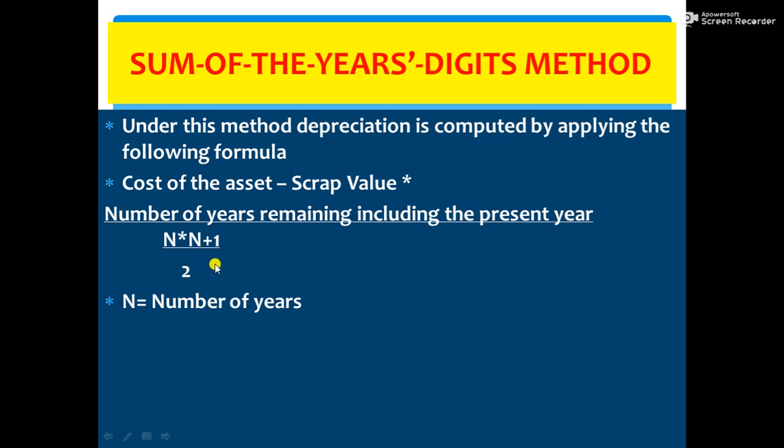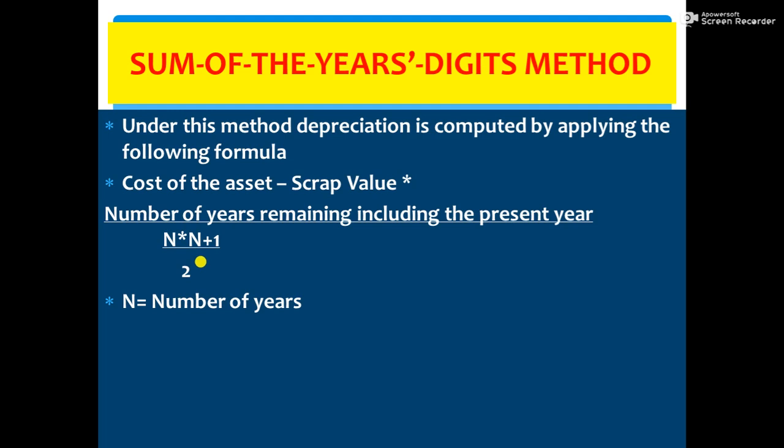For example, useful life is 10 years. 10 into 10 plus 1, that is 11, 10 into 11, that is 110. 110 divided by 2, 55. If the useful life is 10 years, the denominator will be 55. Or we can calculate the denominator like this: 1 plus 2 plus 3 plus 4 plus 5 plus 6 plus 7 plus 8 plus 9 plus 10. You will get 55. Or you can apply this formula, n into n plus 1 divided by 2.